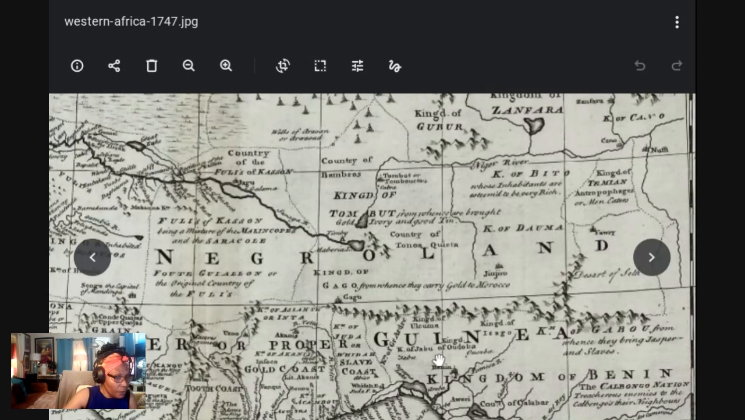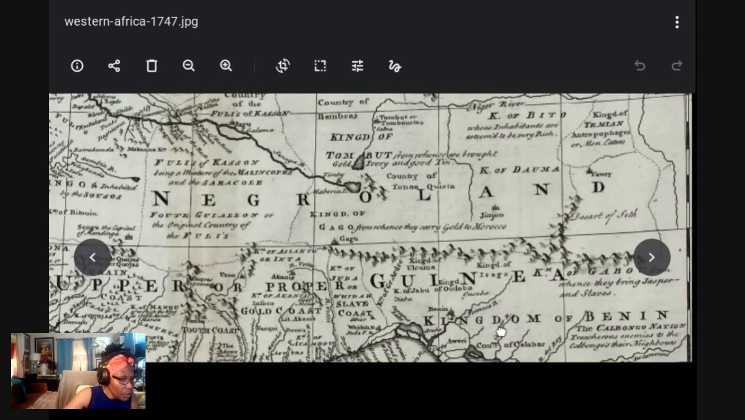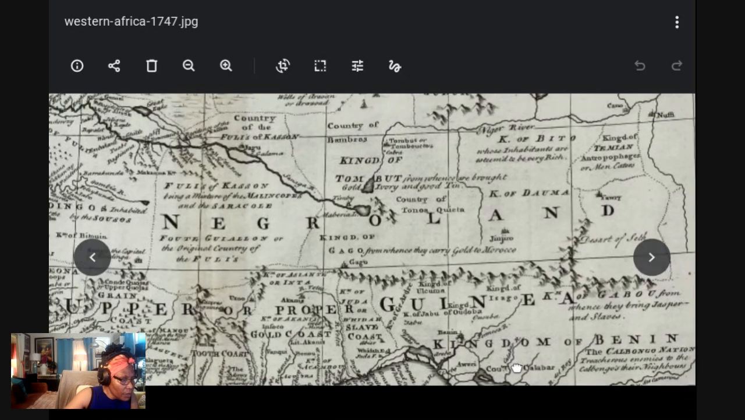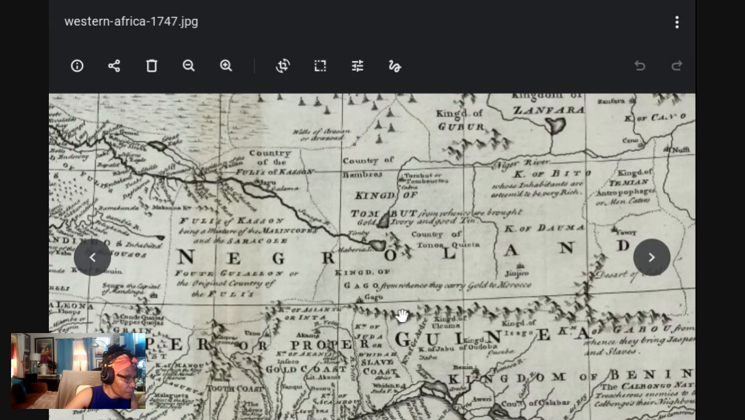We had the kingdom of Benin, kingdom of Judah, kingdom of Gabru, kingdoms all over the place. All up here, kingdom of Derma, kingdom of Beto, kingdom of Timbuktu, all over West Africa, Negro land.